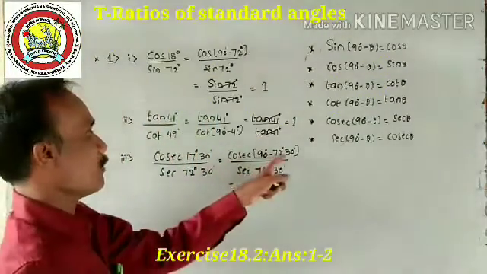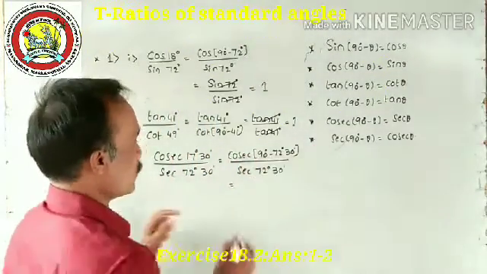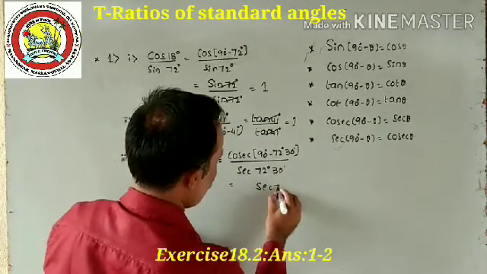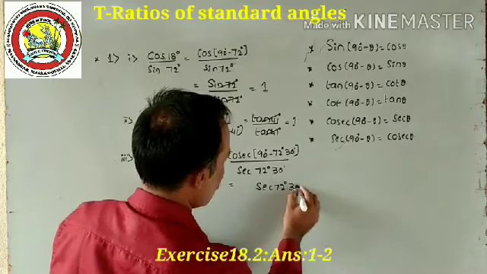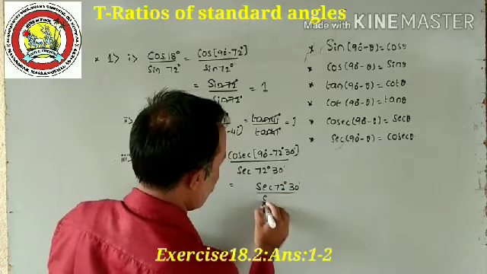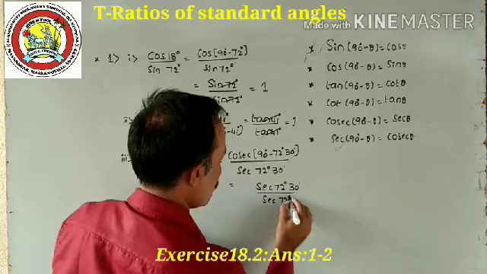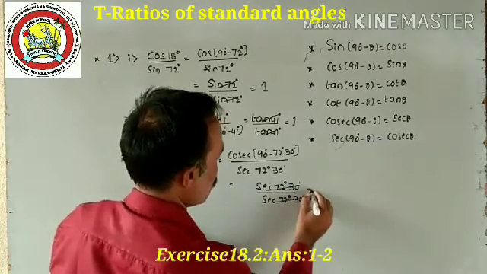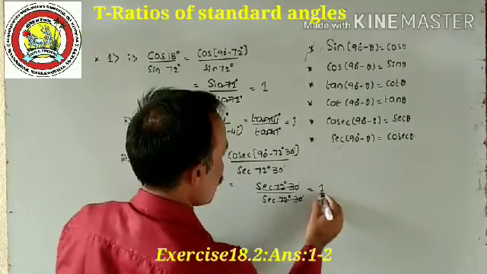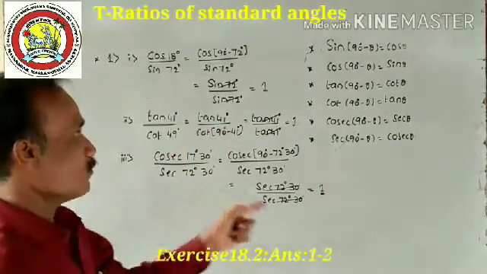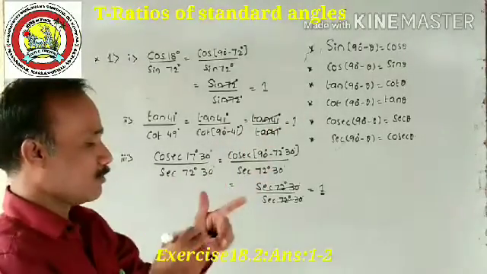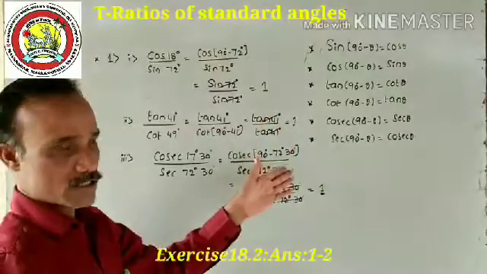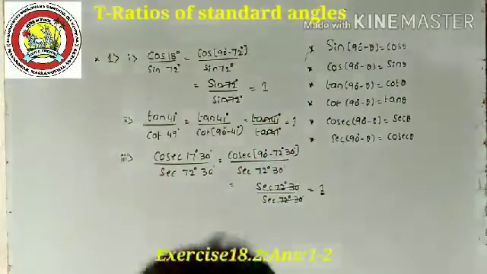So cosecant of 90 minus theta is secant theta. So this is equal to secant 72 degrees 30 minutes divided by the denominator secant 72 degrees 30 minutes. Yes, both cancel. The final answer is 1. That's very important, and very easy to complete, depending on trigonometric ratios of complementary angles. Okay, let's see main question number 2.